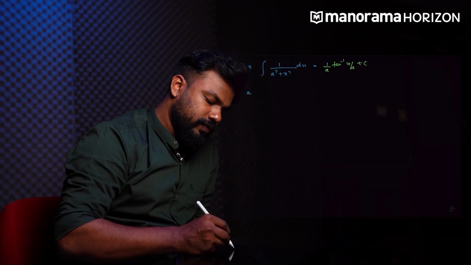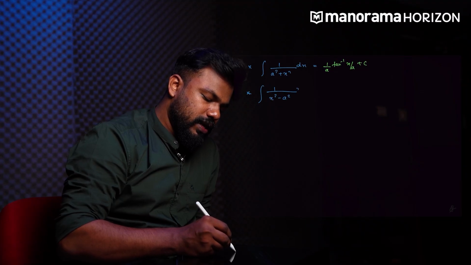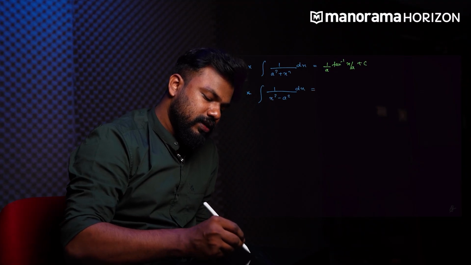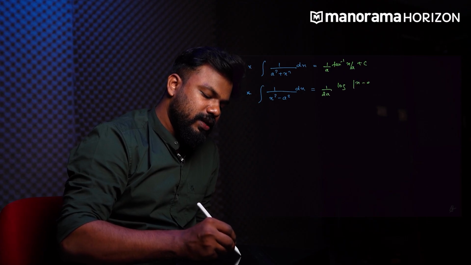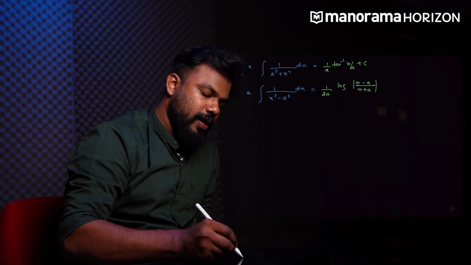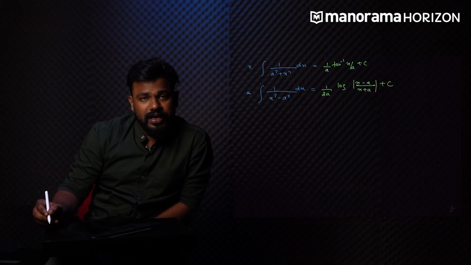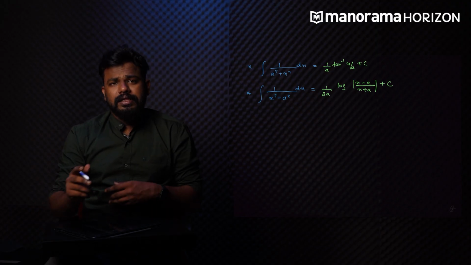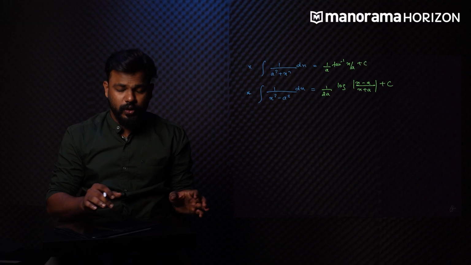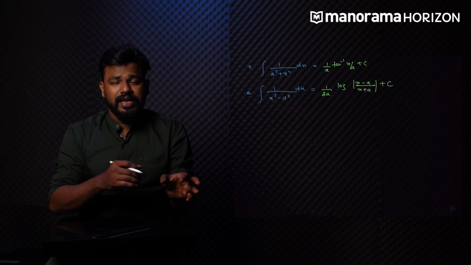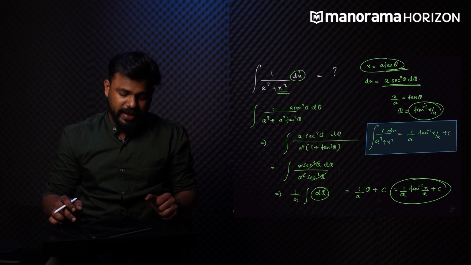Then we have the integral of 1 by x square minus a square dx. The value for this one is 1 by 2a log mod x minus a by x plus a plus c. So this is also another particular function's integral. You have to learn it by heart. This might be useful in solving questions, because we don't need to solve it every time by substituting x is equal to a tan theta as we did in the previous 1 by a square plus x square.